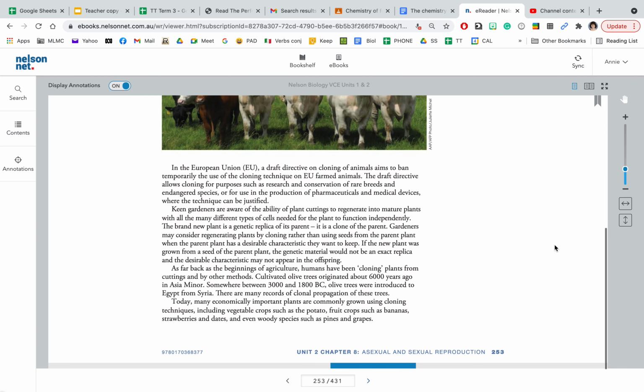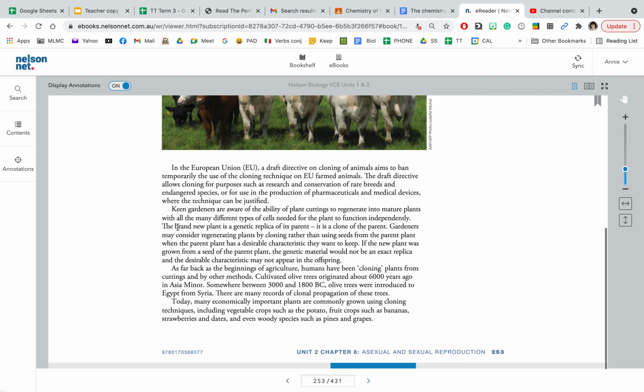In the European Union, the EU, a draft directive on cloning of animals aims to ban temporarily the use of the cloning technique on EU farmed animals. The draft directive allows cloning for purposes such as research and conservation of rare breeds and endangered species, or for use in the production of pharmaceuticals and medical devices where the techniques can be justified.